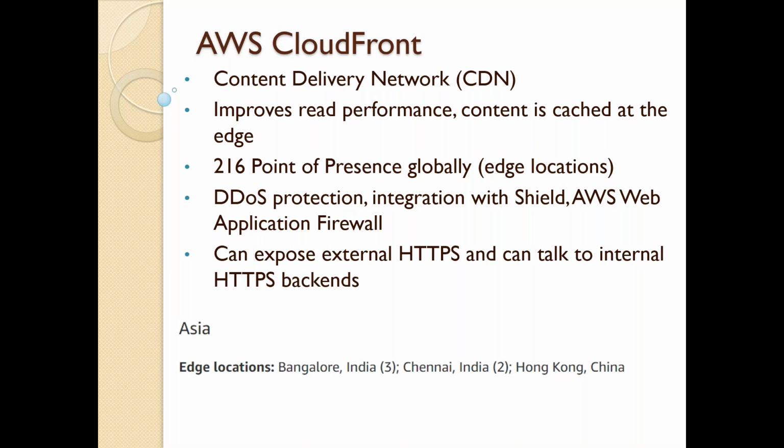There are about, not 216, there are now about 280 points of presence globally, edge locations, and you can also prevent some attacks like DDoS attacks. DDoS is nothing but distributed denial of service. I'll let you know what that is. And you can integrate with other security tools like Shield and WAF, that is Web Application Firewall. So you can integrate these services in AWS to protect from DDoS attacks, so your legitimate users will get the page.